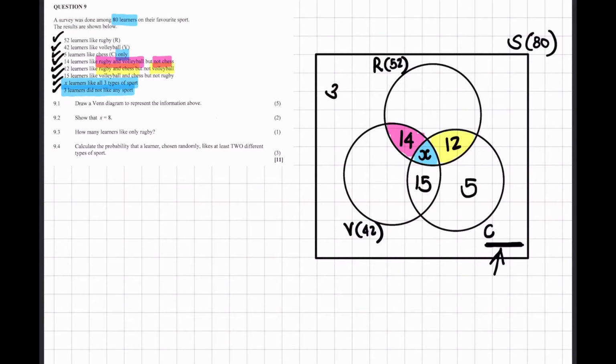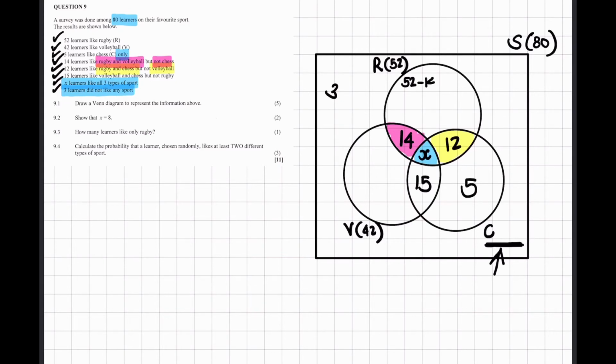But we don't have that value, so we can't work with that circle at the moment. Alright, so what we're going to do is say, okay, if I look at my rugby circle, I know that the full circle needs to total 52. So far I have the 14 and I have the 12, but I need the whole thing to total 52 and I don't know what x is.